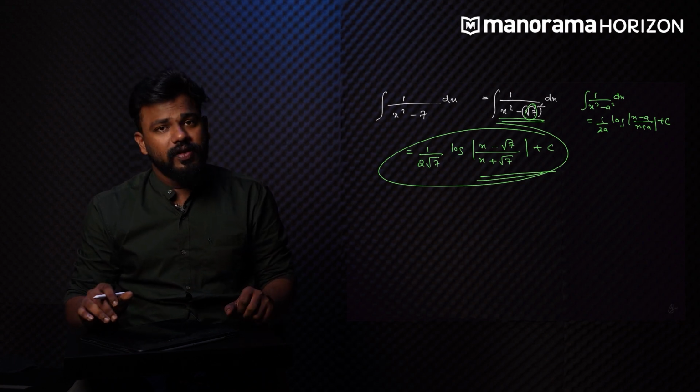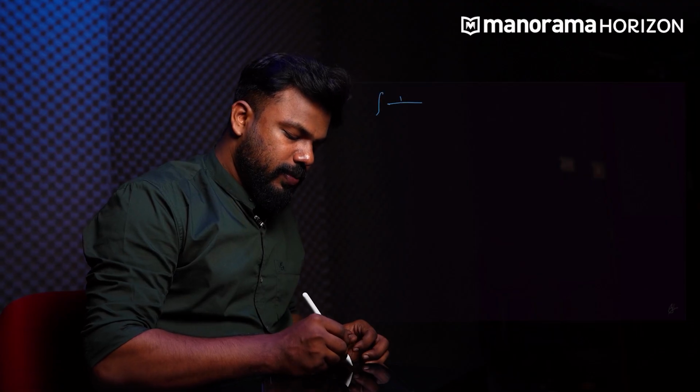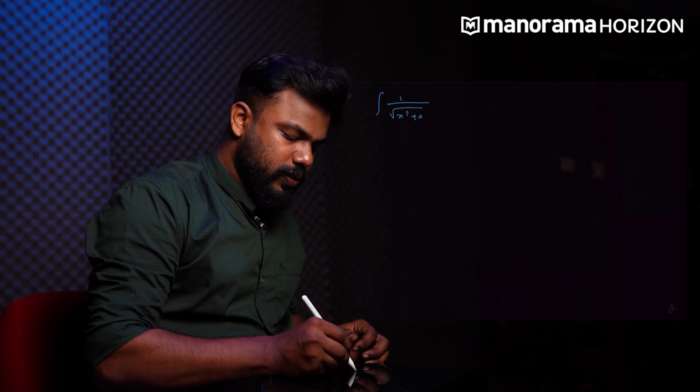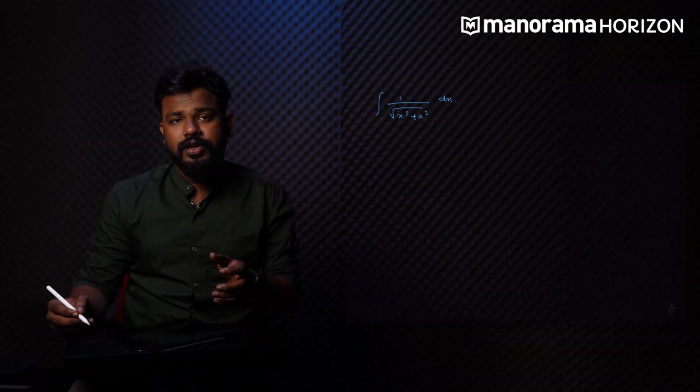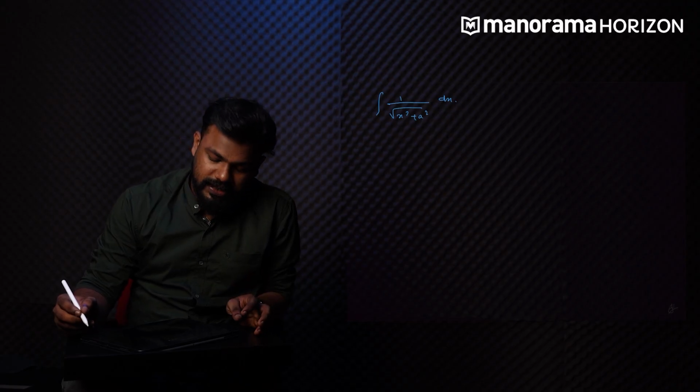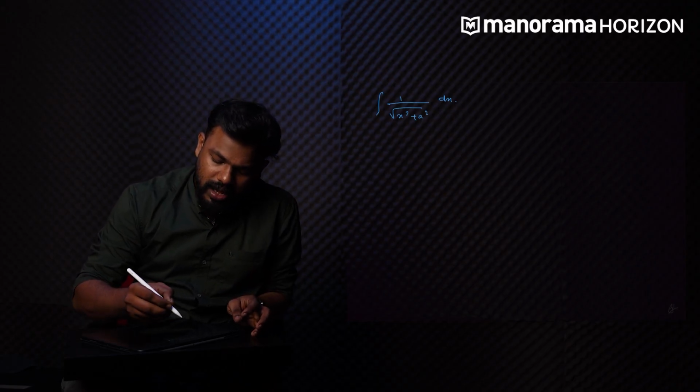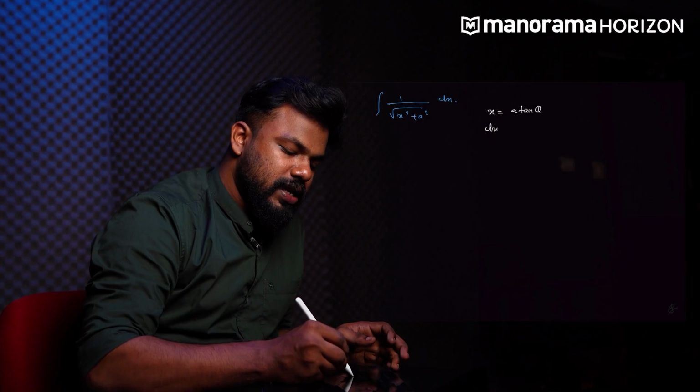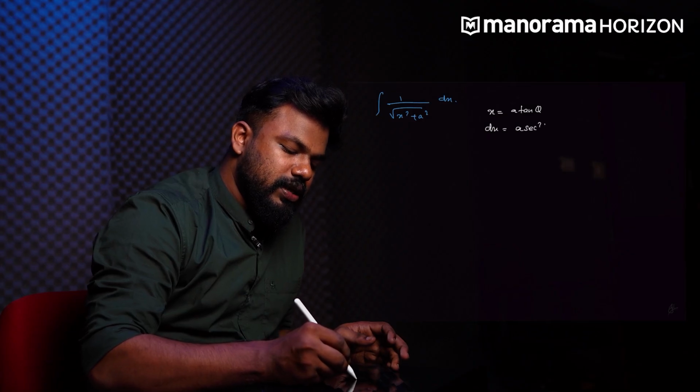for this particular function. Now in the same way, if I take integral 1 by root of x square plus a square dx, we have studied a formula for integral 1 by root of x square plus a square dx, that is log mod x plus root of x square plus a square plus c. So how can we get that formula? So here also I am going to put x is equal to a tan theta. If x is equal to a tan theta, what is dx? It is a sec square theta d theta.